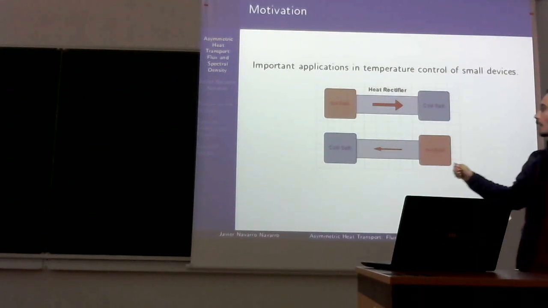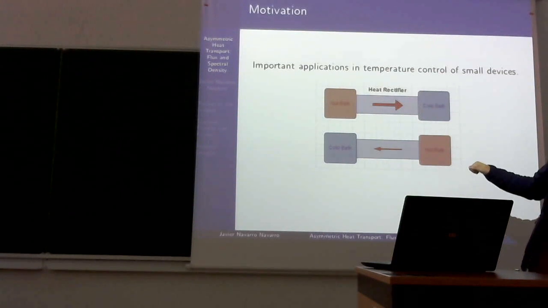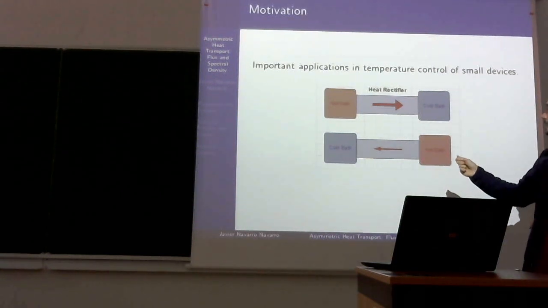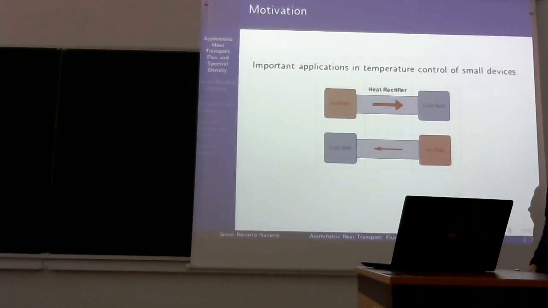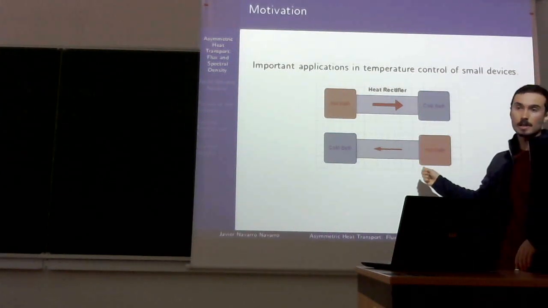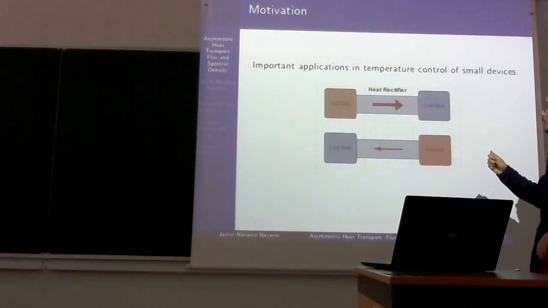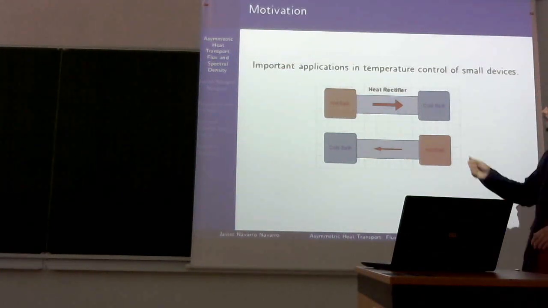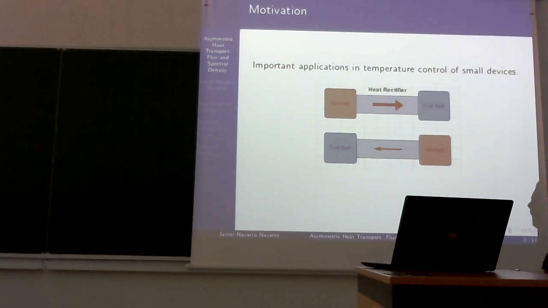When we place the hot bath on one side of this device, we can see that the thermal current, this red arrow, is big. But when we exchange the baths and place the hot bath where the cold bath was, we see that the thermal current is now smaller. So this device acts as a conductor in one spatial configuration of the environment, and as an insulator when we change it.